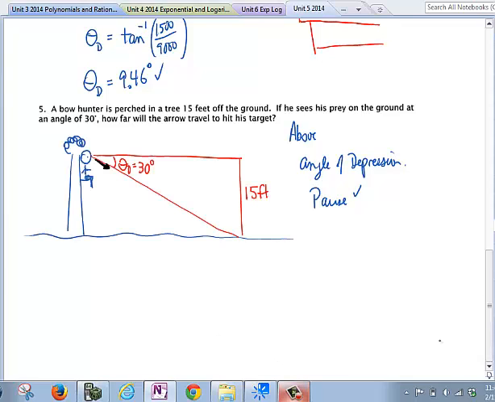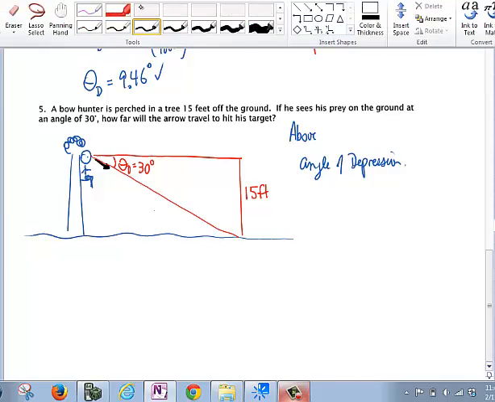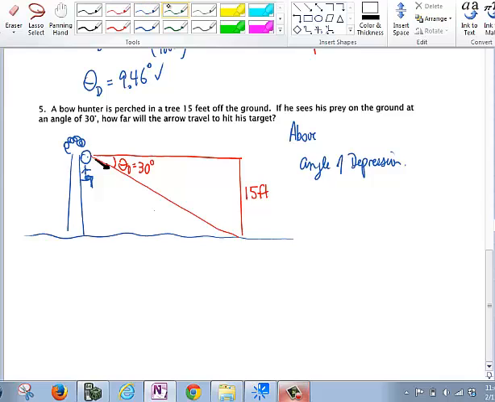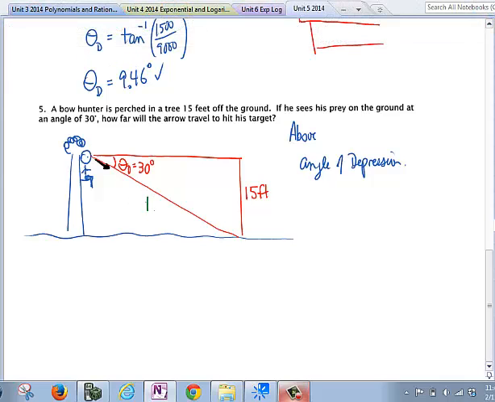Okay, so we have our picture here of the hunter, and the hunter is up in the tree, and there's the angle of depression. And now we want to figure out what trig ratio to use. So we're looking for this distance that the arrow will have to fly through the air. So this is the distance we're looking for, D, or I'll just call that H for hypotenuse.